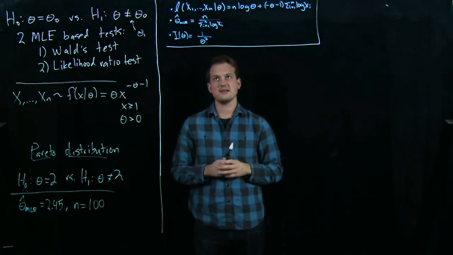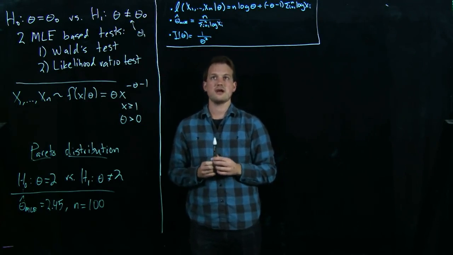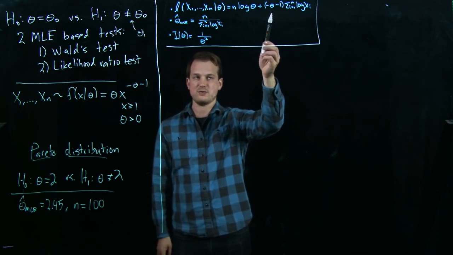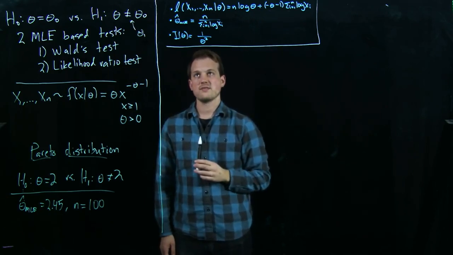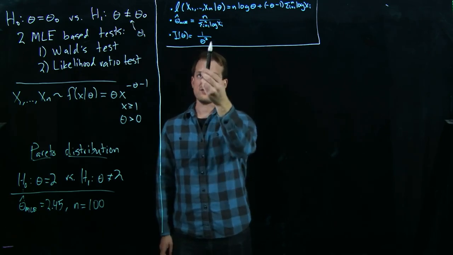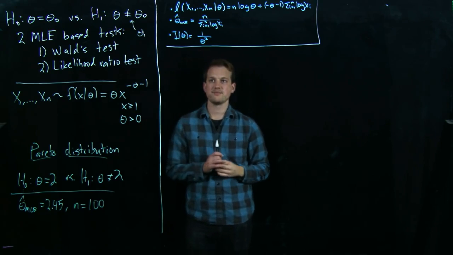So we just calculated this as our log likelihood of the Pareto distribution, right? The log likelihood was n log theta minus theta minus 1 times the sum of the logs. And the MLE we found after maximizing this function was n over the sum of the logs. And the Fisher information is 1 over theta squared.